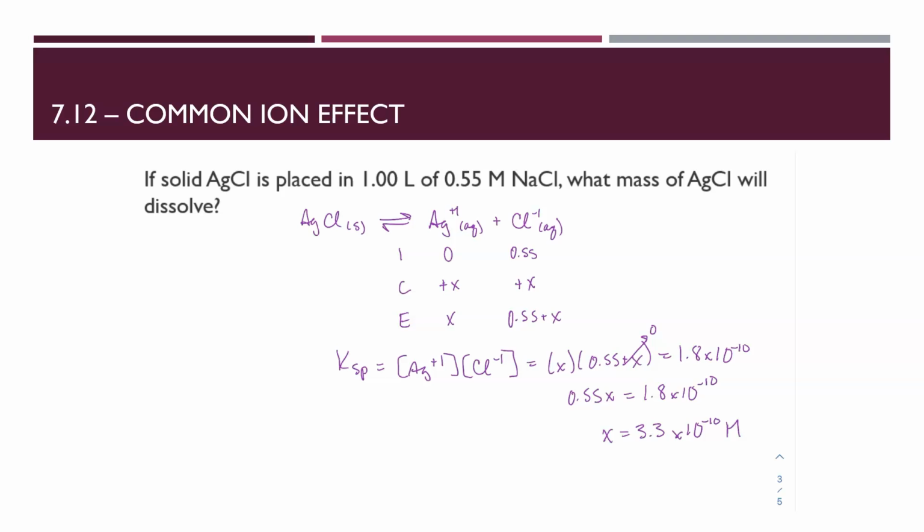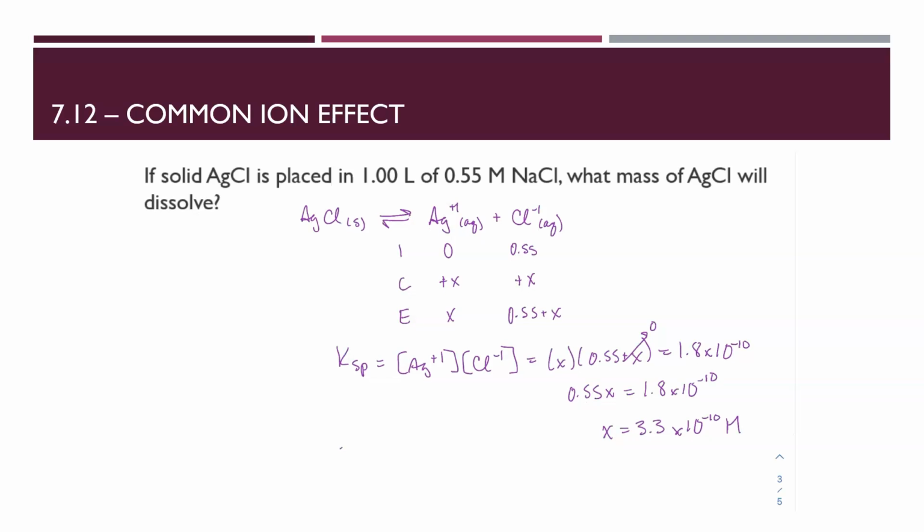So what we're going to do now is look at how that concentration relates back to the mass of silver chloride. We know that our equilibrium concentration of silver is 3.3 times 10 to the negative 10th moles of silver ion in 1 liter.